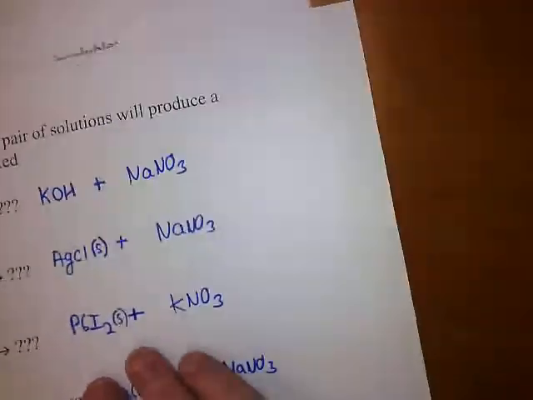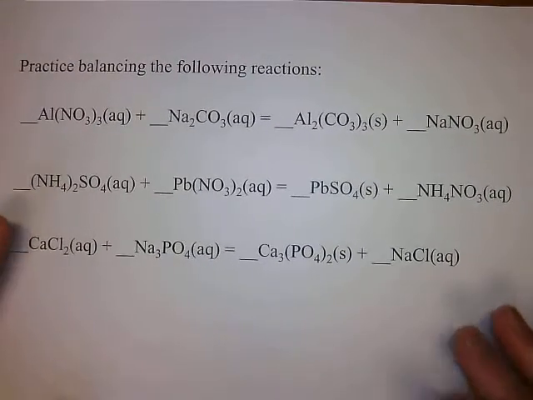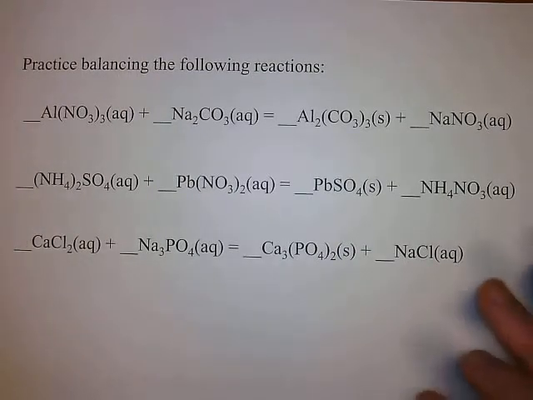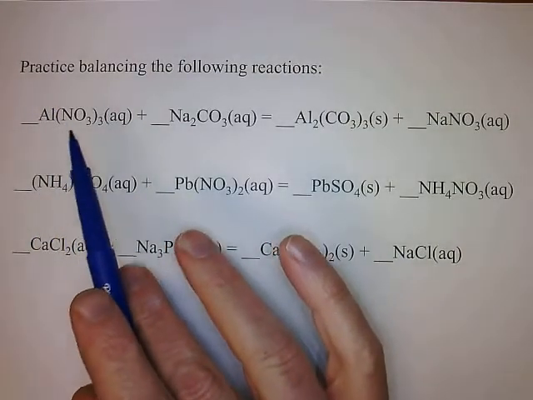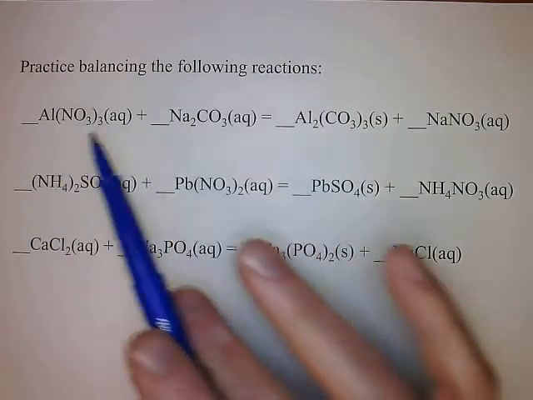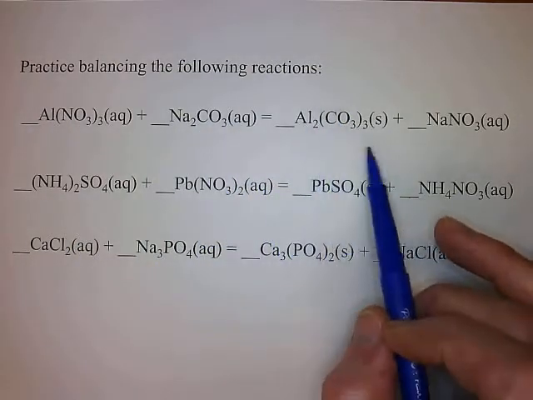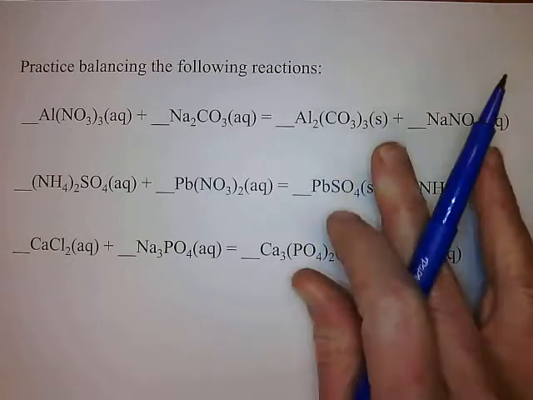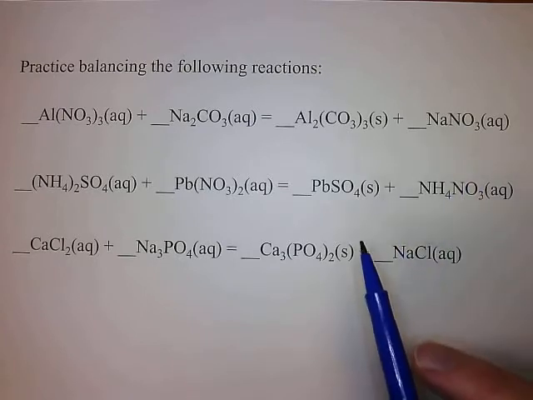Now let's go in and practice. I didn't balance those previous equations, and I want to practice balancing some of these equations. First, let's look at this first example. We're going to mix aluminum nitrate and sodium carbonate, and that's going to give us a precipitate of aluminum carbonate. That's not soluble. That's our precipitate, plus sodium nitrate.